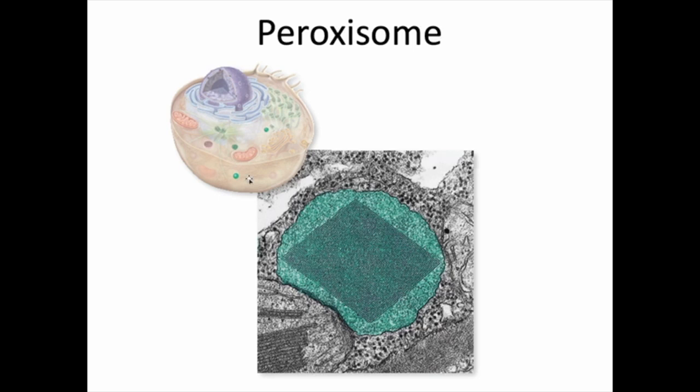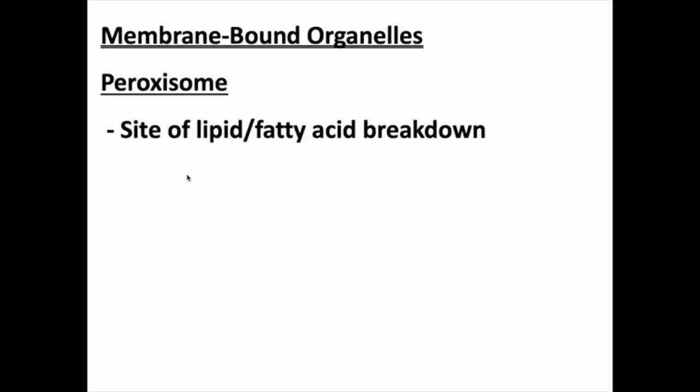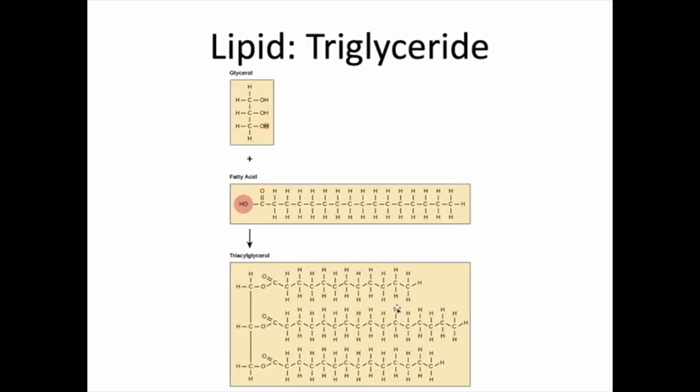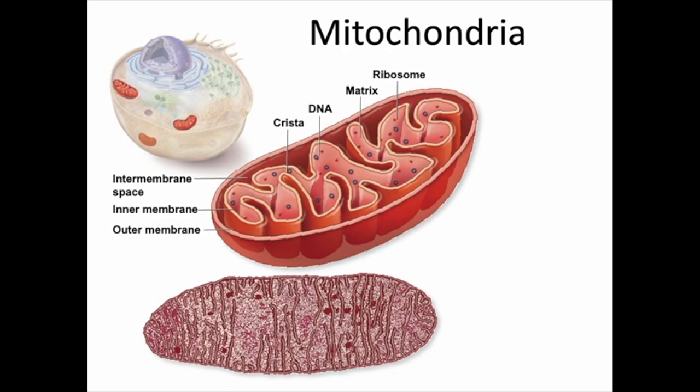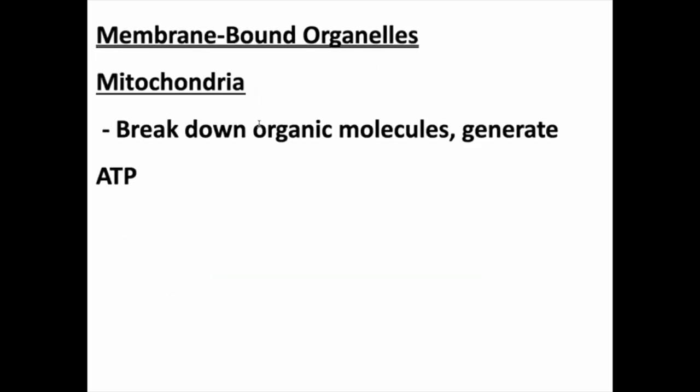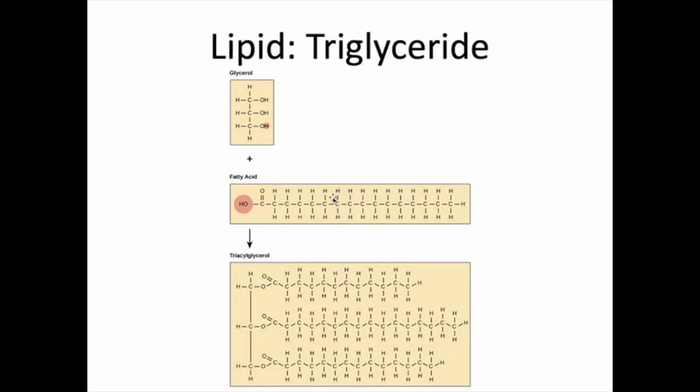So what are these boring little spheres doing within the cell? Well, within the peroxisome, we are breaking down lipids and fatty acids. Sound familiar? It's this stuff, so stuff like triglycerides. So this does kind of beg the question of, why don't we just do this in the mitochondria? The whole point of the mitochondria was to break down organic molecules, and this is definitely an organic molecule. Why do we have a peroxisome?